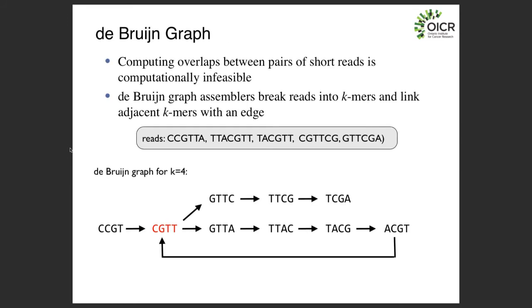And as I mentioned, we're going to use what we call a de Bruijn graph. Now, a de Bruijn graph is this fundamental data structure for short read assembly, so I'm going to take some time to go through it. It's also based on k-mers, just like the k-mers that we saw for error correction.